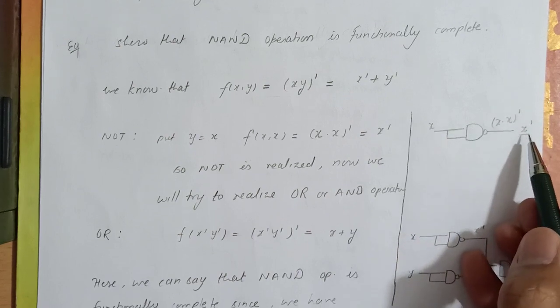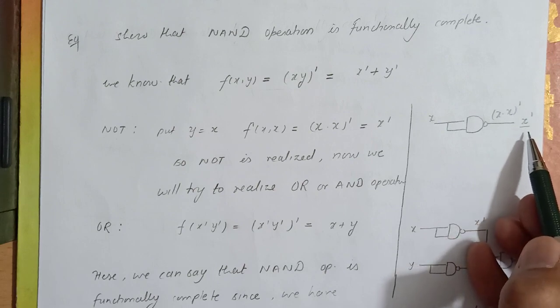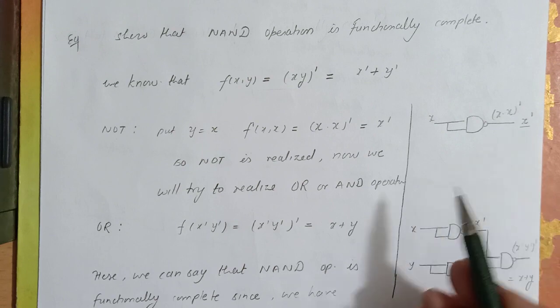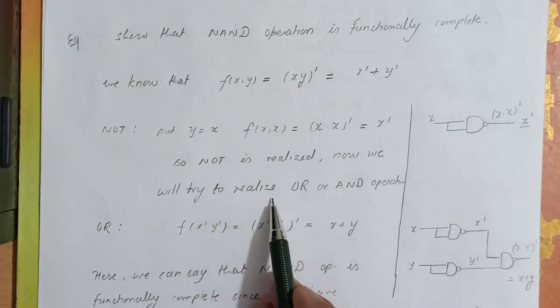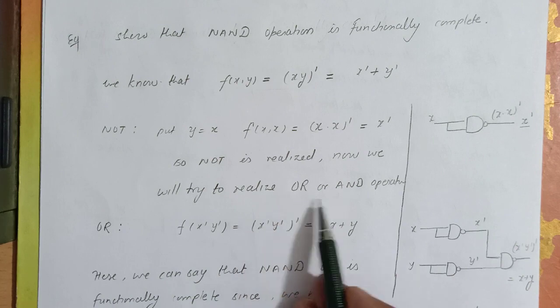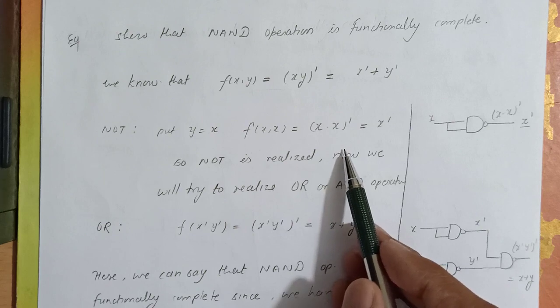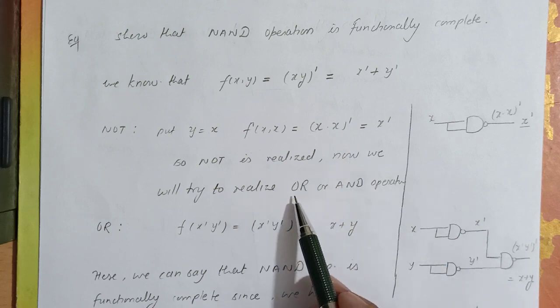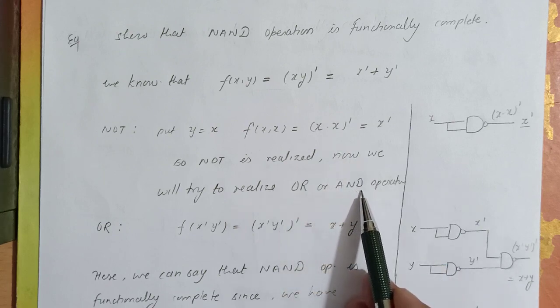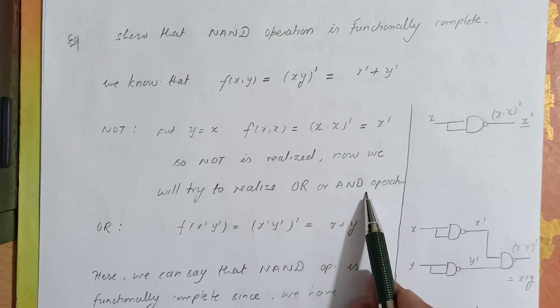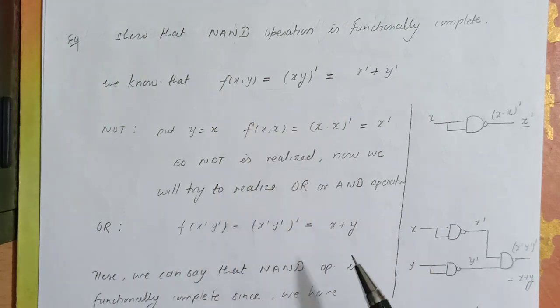So in this way we are capable of realizing the NOT operation. Now we will try to realize either OR operation or AND operation. Why? Because NOT has been already realized. Now we will try to realize OR or AND, any one of them, so that we can conclude that NAND operation is the functionally complete operation.